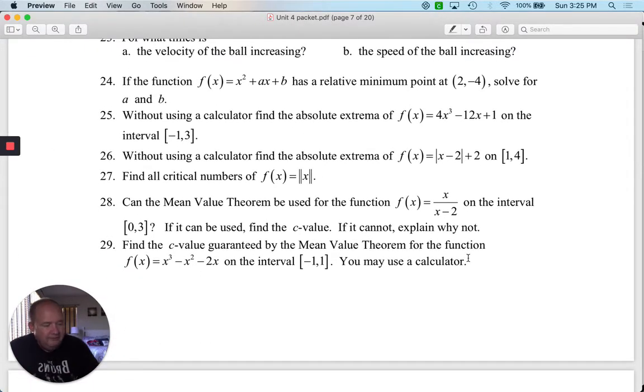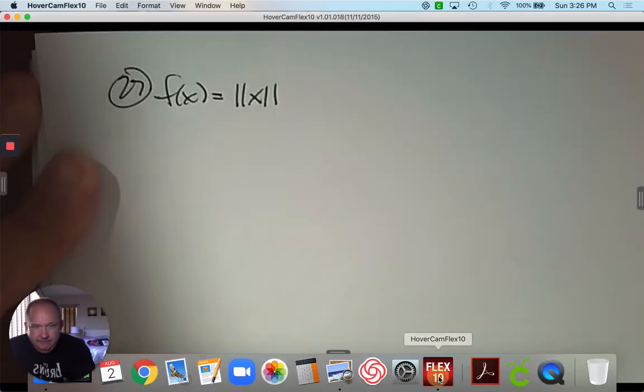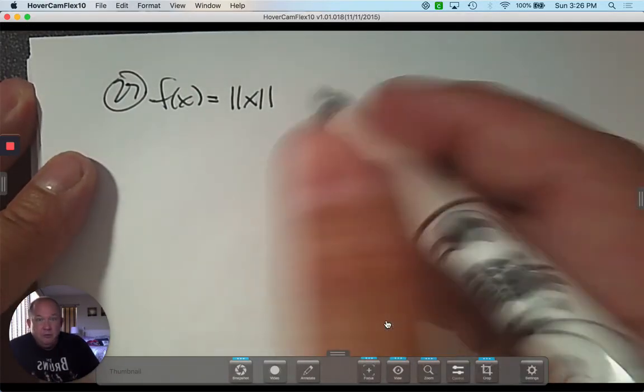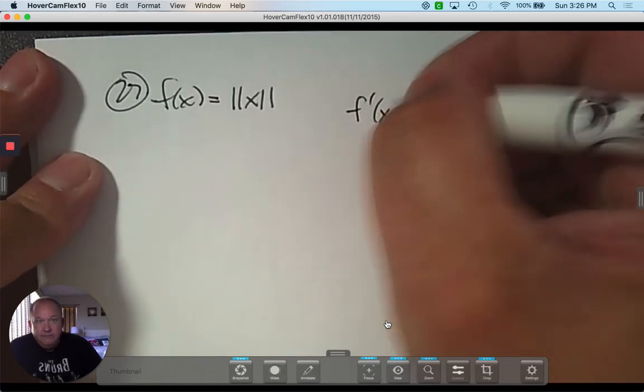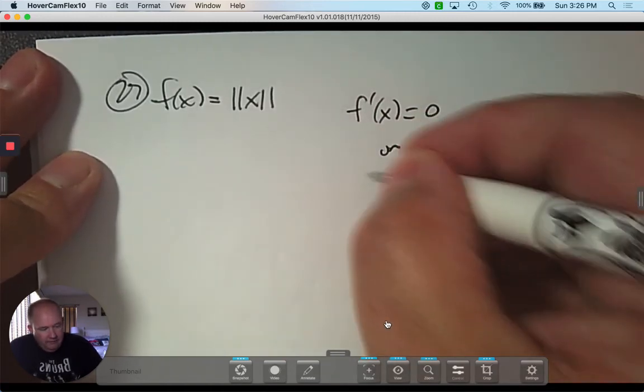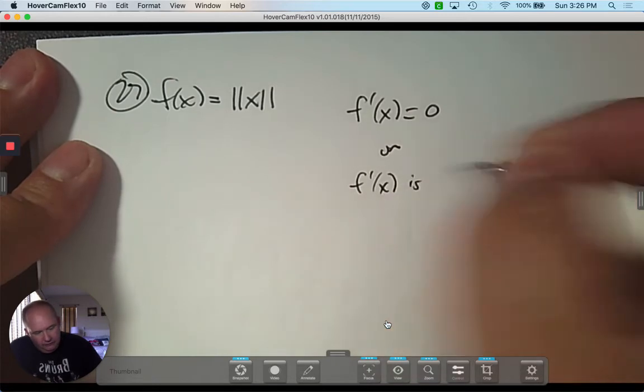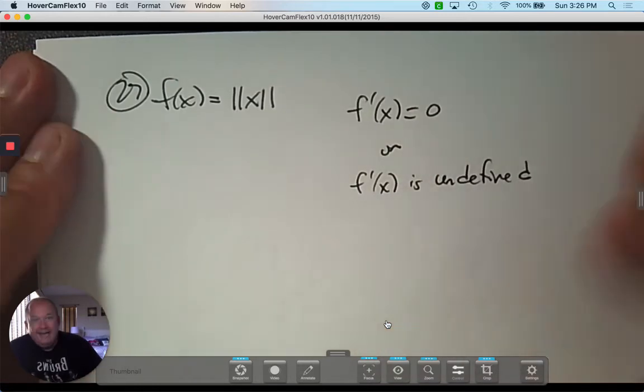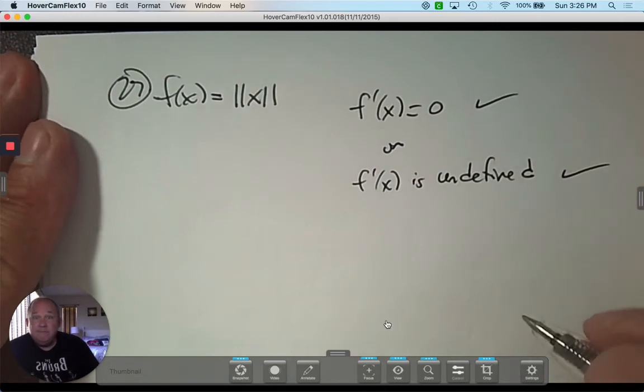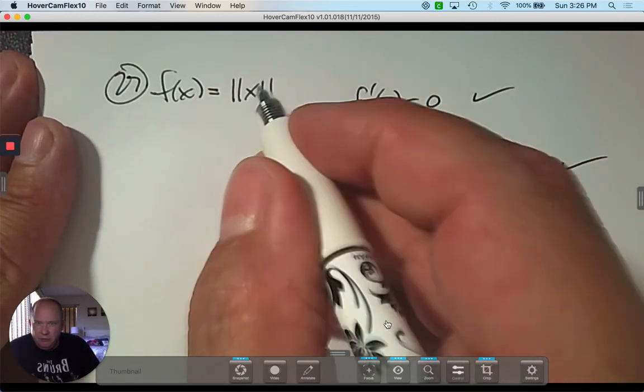27. 27 says, find the critical numbers. Now, that's not absolute value. That is the greatest integer function. So, what are the critical numbers? Find all of them. A little bit of a trick question here. So, critical number means the derivative equaling 0, or the derivative is undefined. So what x values either do this or do this. So do you remember what the graph looks like for the greatest integer function?